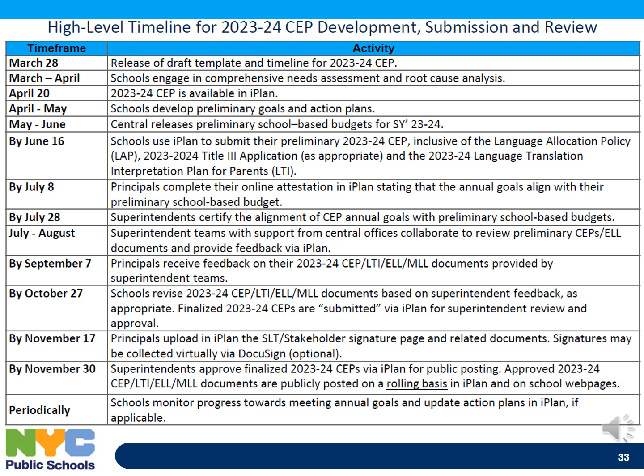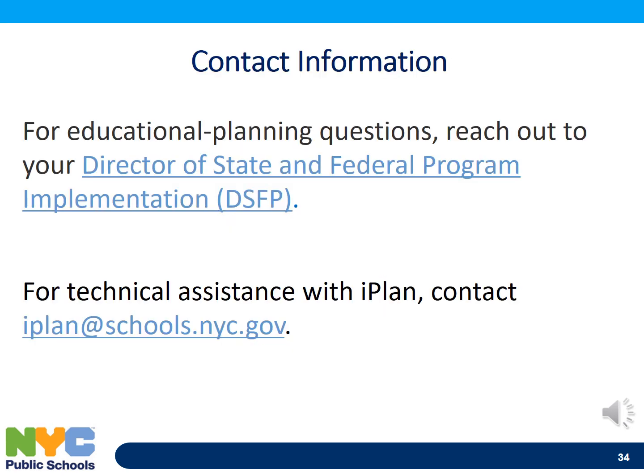Please note some of the key dates for CEP development in the timeline on this slide. We encourage you to circle June 16th on your calendar, as this is the deadline for schools to submit their draft CEPs in iPlan, and July 8th, which is the deadline for principals to complete the online budget attestation in iPlan. Schools will receive feedback over the summer and finalize their plans in the fall. After superintendent approval, plans will be publicly posted on the iPlan portal and on school web pages on a rolling basis.